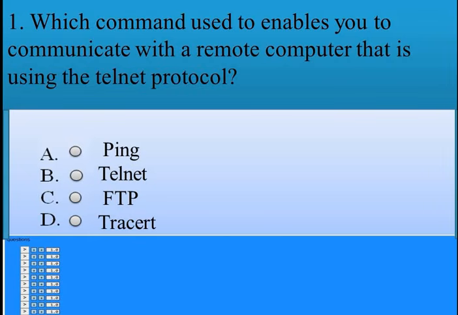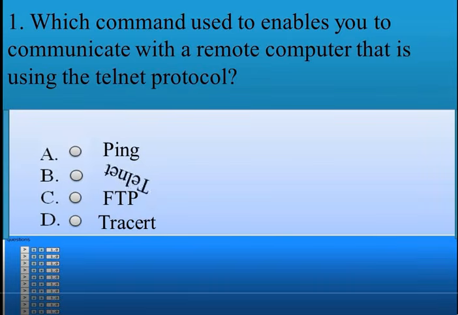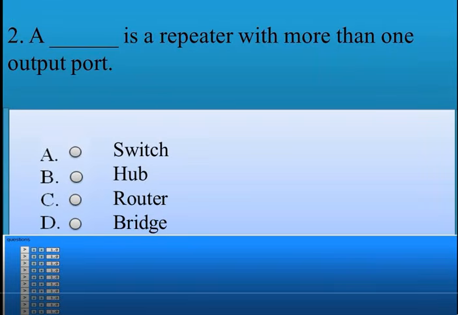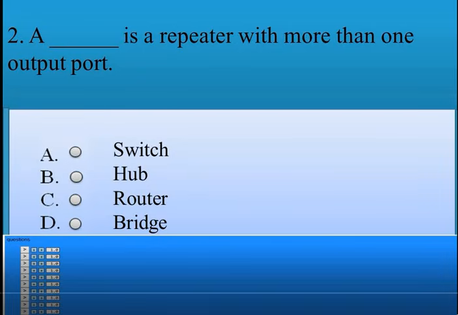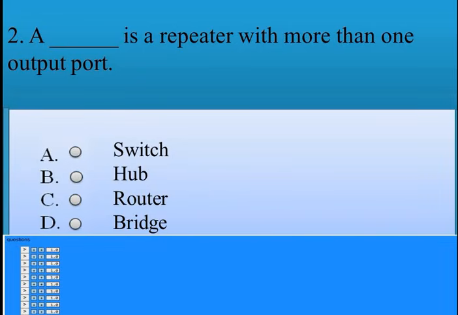Telnet. Question number 2. A dash is a repeater which has one output port. A. Switch, B. Hub, C. Router, D. Bridge. The correct answer is B.